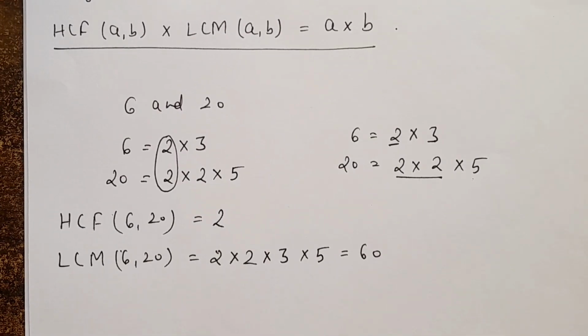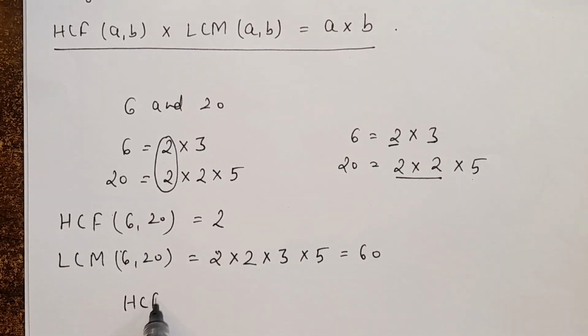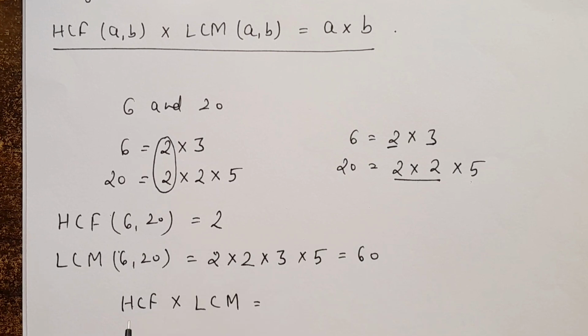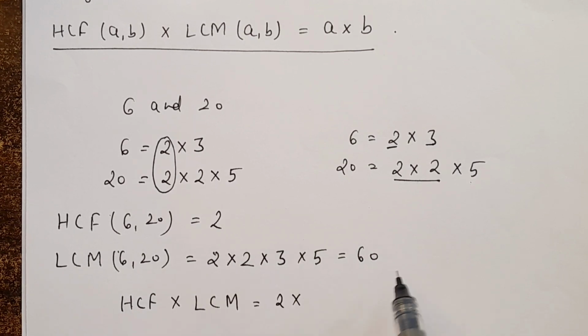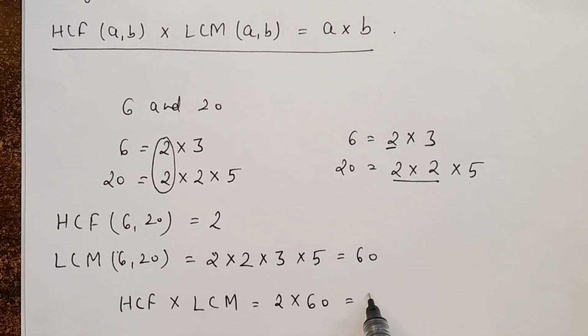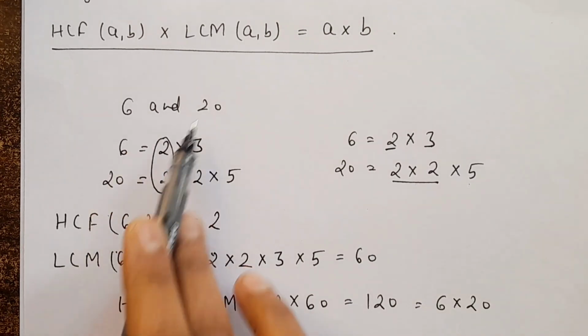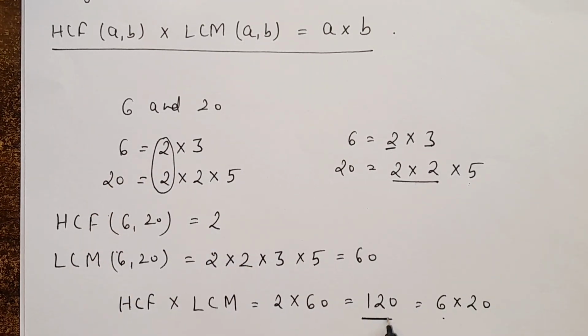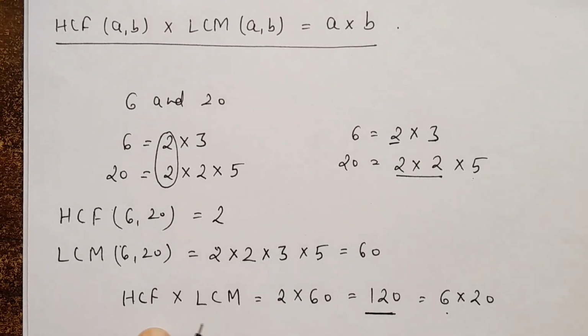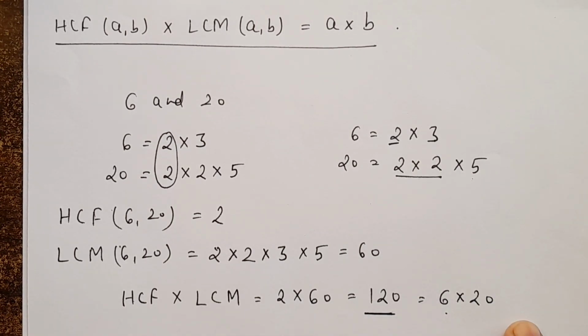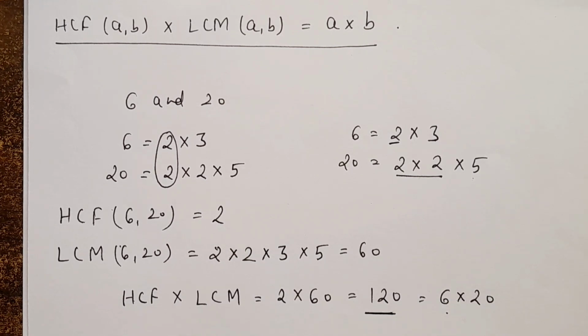We can verify this result in the same example which we have done here, 6 and 20. We can verify this: HCF of 6 and 20 and LCM of 6 and 20. HCF was 2 and LCM was 60, their product is 120, and the product of the numbers 6 and 20 is also 120. That means HCF multiply LCM of two numbers will be equal to the product of the two numbers. So this result you can use in different ways.